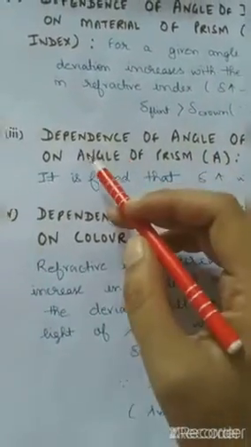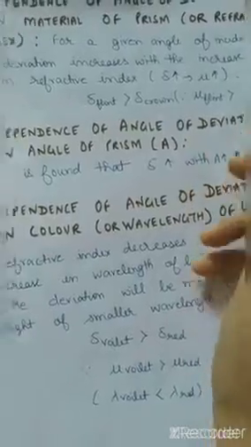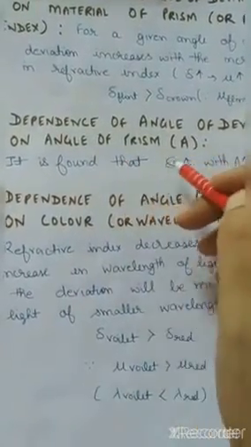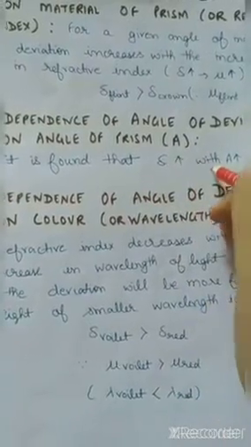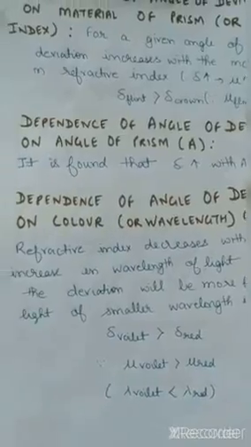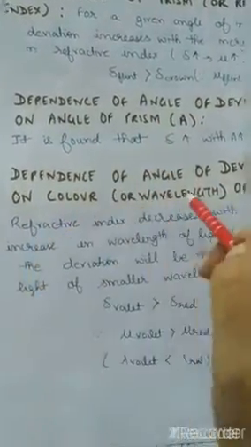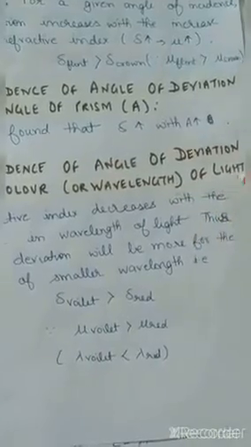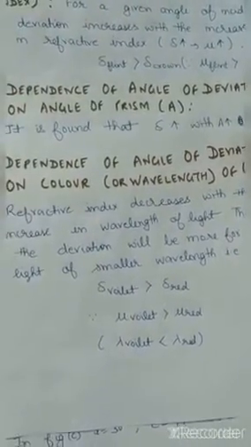Now the third factor, we have the dependence of angle of deviation on the angle of prism. So here also, when the deviation increases, the angle of prism will also increase. Clear? Now the fourth factor, we have the dependence of angle of deviation on the color or wavelength of light. Now this is the factor.